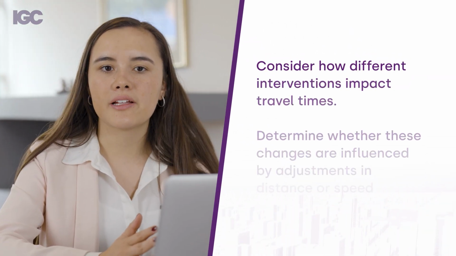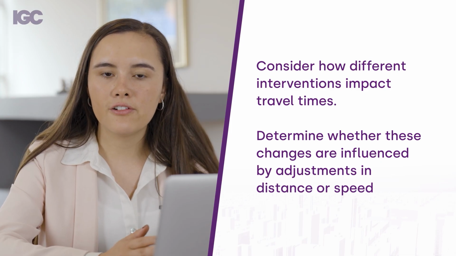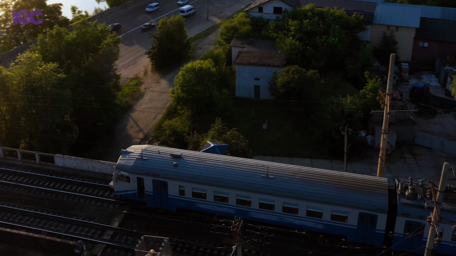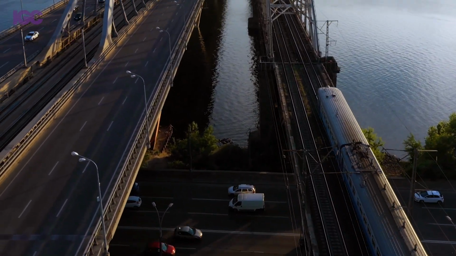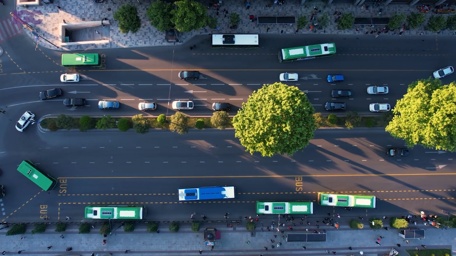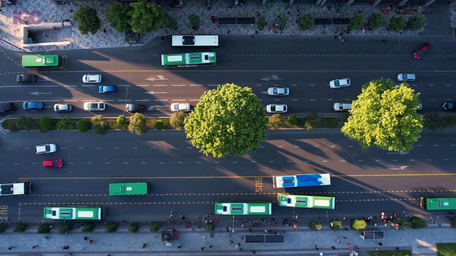When identifying use cases for the model that involve changes in travel times, consider how different interventions impact travel time. You need to determine whether these changes are influenced by adjustments in distance or in speed. For instance, a collapse of the railway system may increase the distance users must travel between locations, while dedicated lanes for bus rapid transit systems can enhance the travel speed.